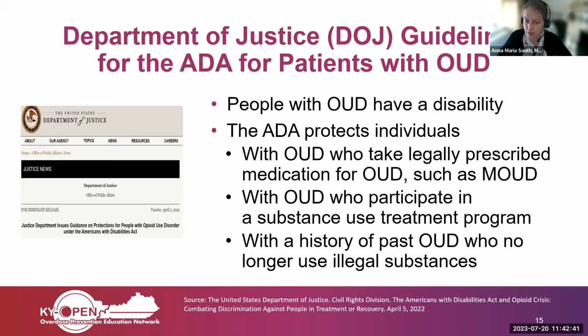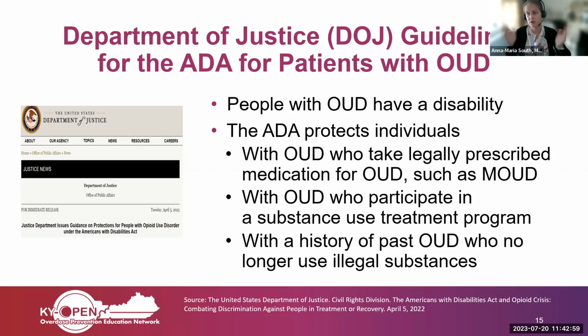It also includes people with opioid use disorder who participate in a substance use treatment program, like a residential program, things like that. And it protects people with a past medical history of opioid use disorder who no longer use illegal substances.